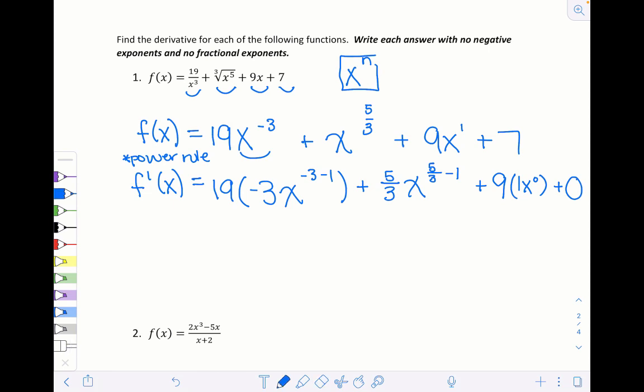So let me go ahead and simplify and rewrite our derivative. The first expression is negative 57x to the negative fourth plus 5/3 x. And then when we have fractional exponents, you want to keep in mind all the rules for common denominators, because they'll apply. So 5/3 minus 1, we could get a common denominator by multiplying it by 3/3, so that becomes 5/3 minus 3/3, which is 2/3. And that's our new exponent.